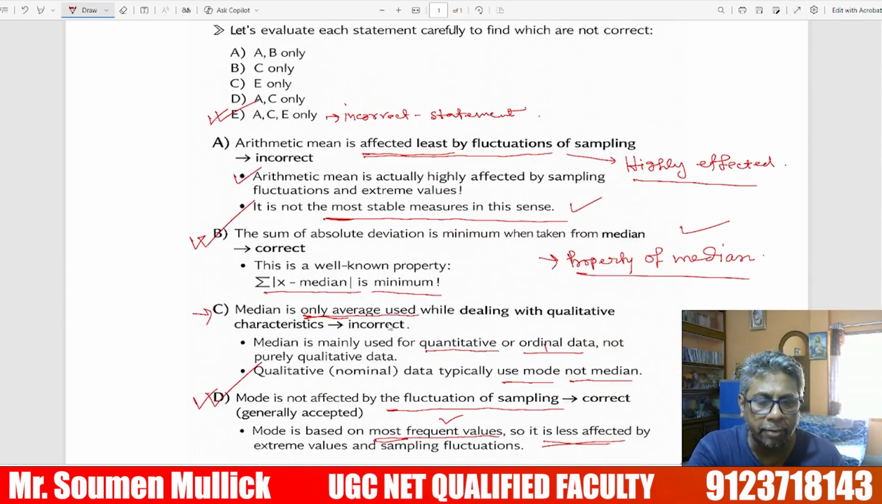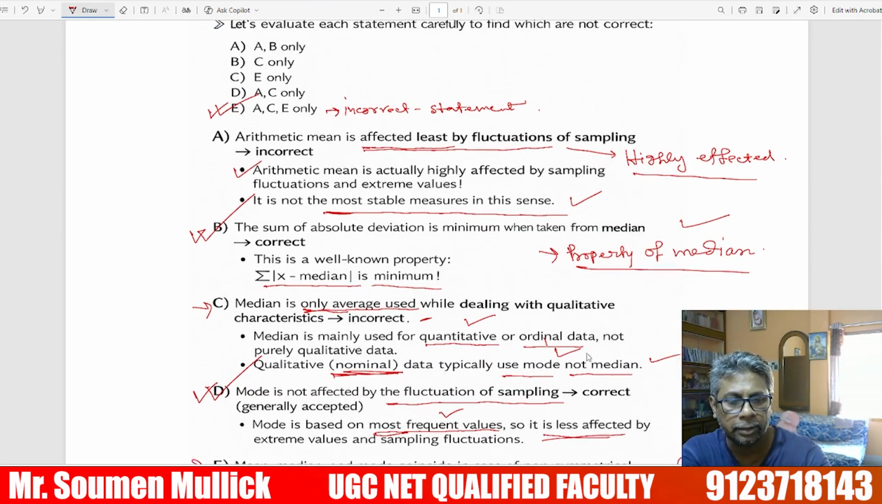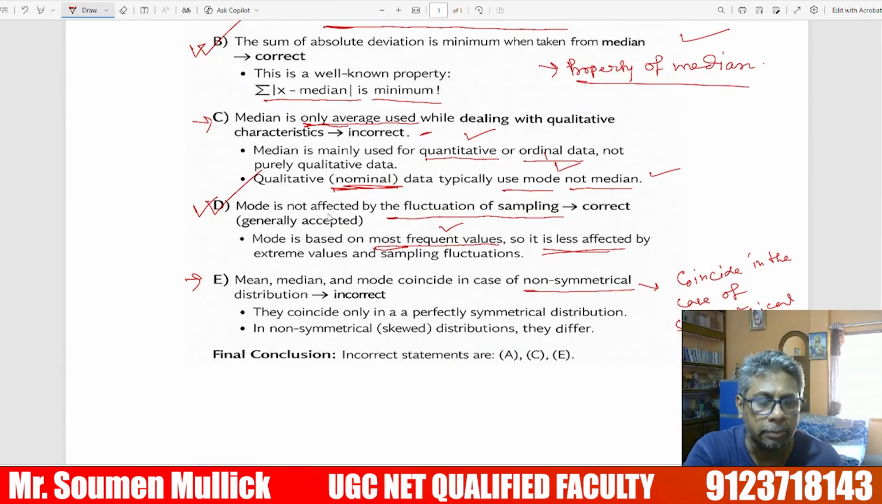The median is the only average used while dealing with qualitative characteristics. This is incorrect. Why incorrect? Median is mainly used in quantitative or ordinal data, not purely qualitative data. In the case of qualitative, nominal data, we typically use the mode, not the median. This statement is also incorrect. Statement D: mode is not affected by fluctuation of sampling. This is correct. Why correct? Mode is based on the most frequent value, so it is less affected by extreme values and sampling fluctuation.